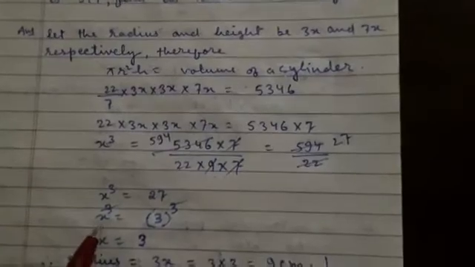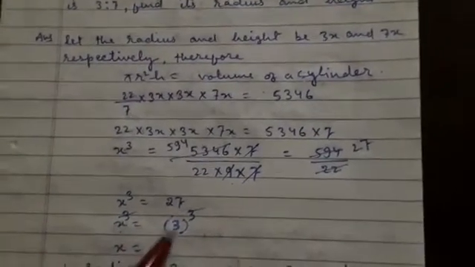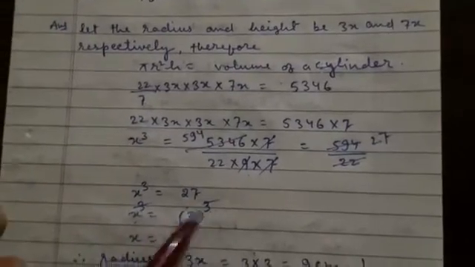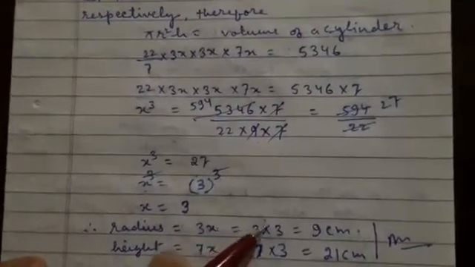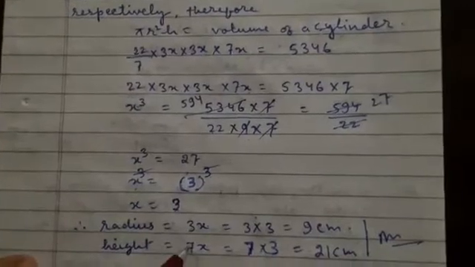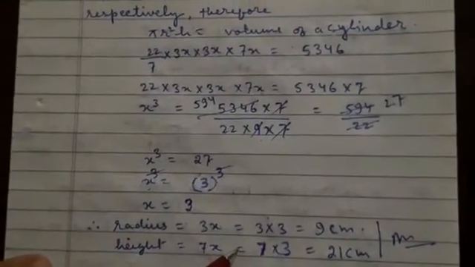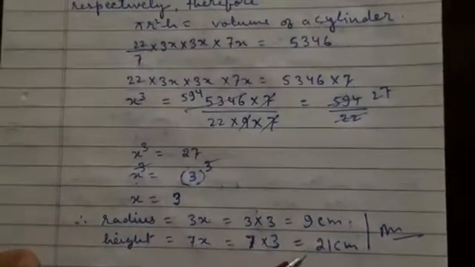So x cube is equal to 27, we can write down 27 as 3 power 3. So the powers will cancel out. Therefore x is equal to 3. Now radius, we have assumed that it is 3x, which is equal to 3 into 3, that is equal to 9 centimeter. Height is given 7x, that is equal to 7 into 3, which is equal to 21 centimeter. So this is our answer.